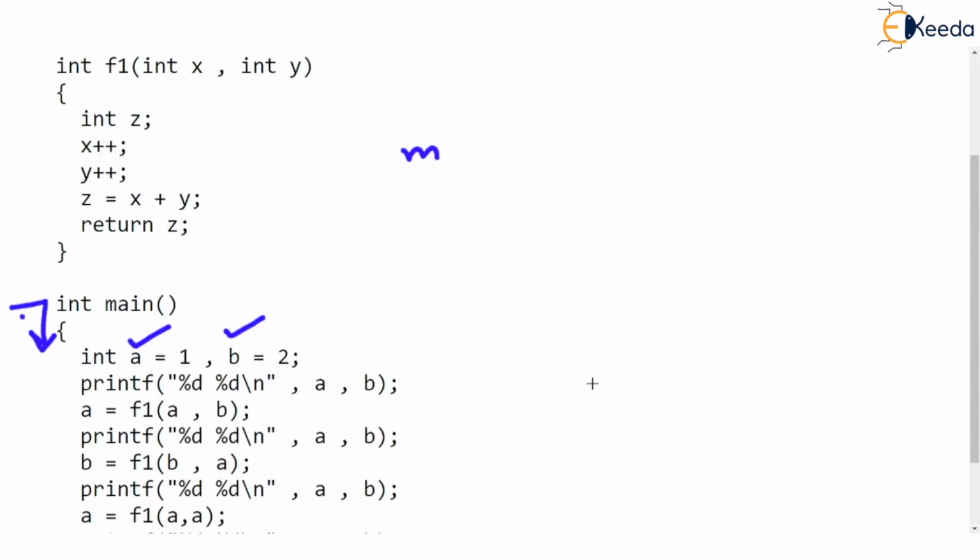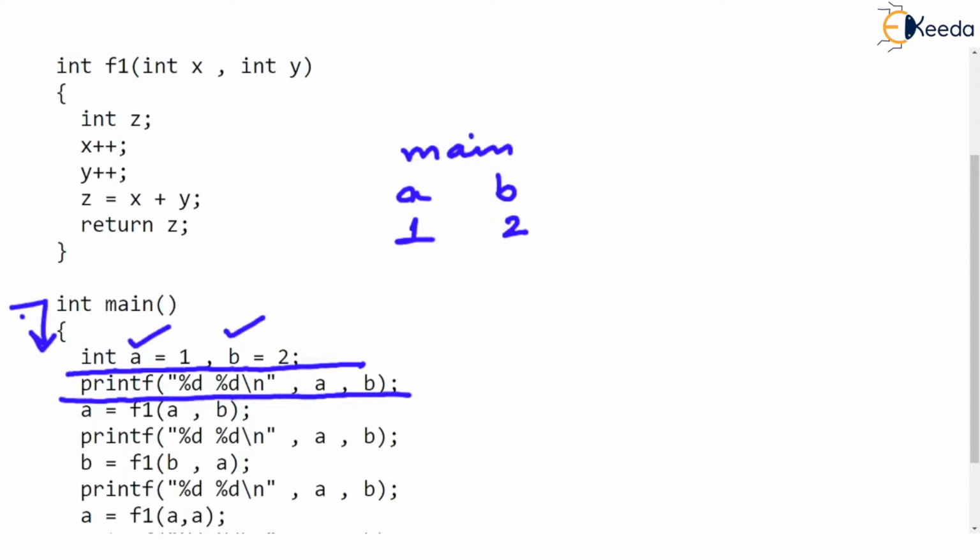So I will open up a column for main having a and b as 1 and 2, and remember a and b are auto variables, correct? Because they are declared inside the scope of main. So only main has permissions on a and b. Remember this. The next line, as I am underlining, is printing a and b. So the output I am writing in the right corner of the screen is going to be 1 and 2, the values of a and b.